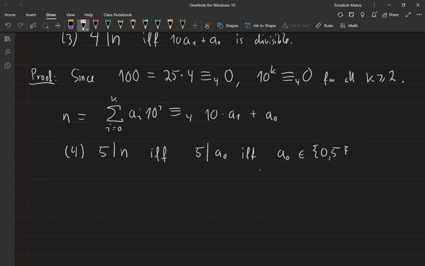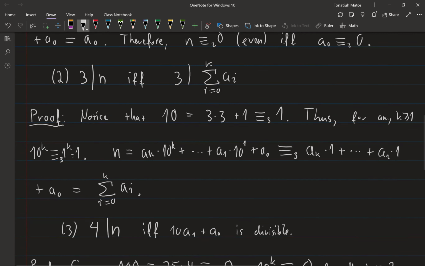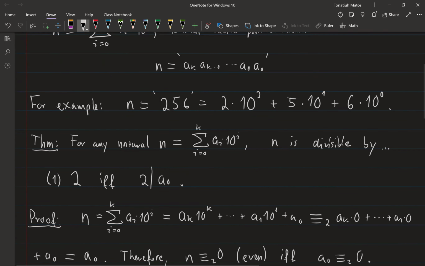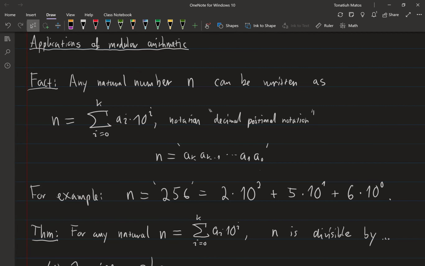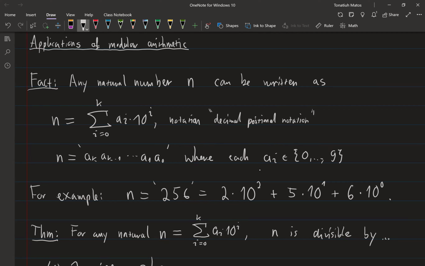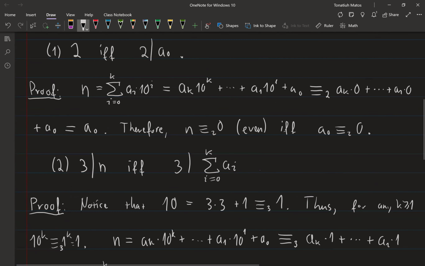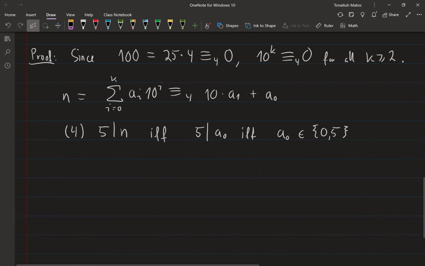By the way, I didn't define the word digit, but I'm pretty sure you know what this means. So let me maybe add a few more details at the top here. n can be written as the sum of a_i 10^i, where each a_i is called a digit, right? So a number between 0 and 9. So there's 10 possibilities, and that's why this is decimal notation.